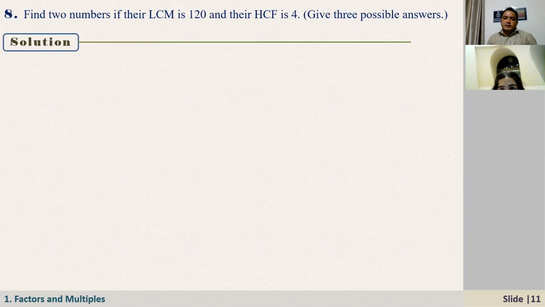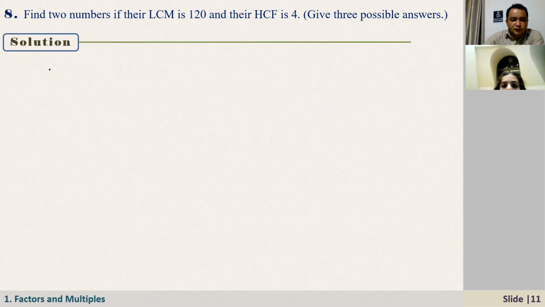Okay. Next question. Find two numbers if their LCM is 120 and their HCF is 4. Give 3 possible answers. Yeah, find two numbers if their LCM is 120 and their HCF is 4.